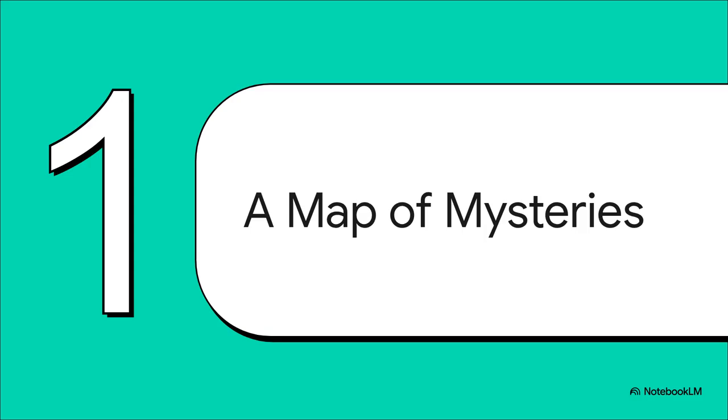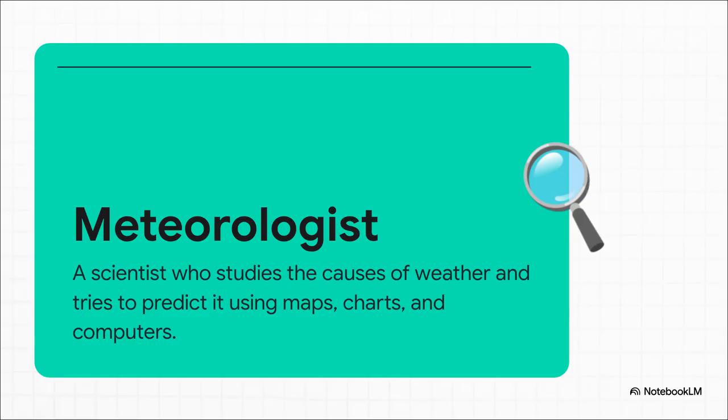So let's start with the people who make these maps. And the folks who are fluent in this language, well, we call them meteorologists. These are the scientists who do way more than just tell you if you need an umbrella. They're trying to predict the weather. And these coded maps, they're one of their absolute most powerful tools for basically seeing into the future.